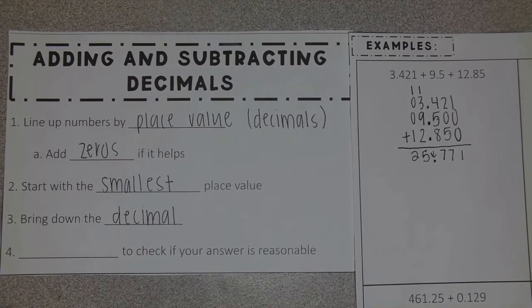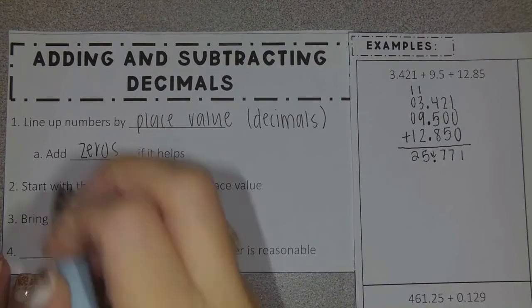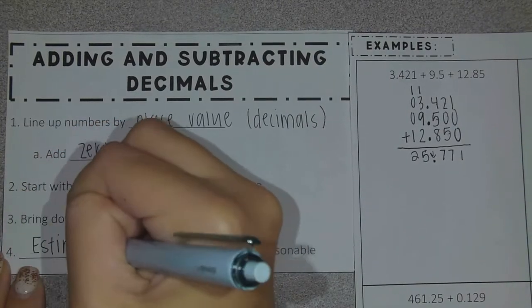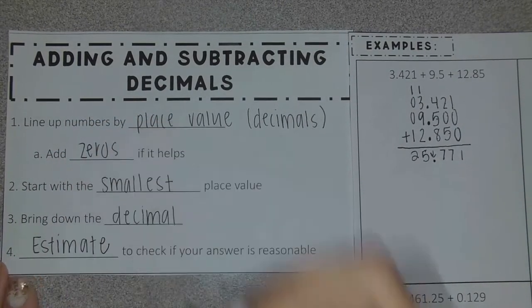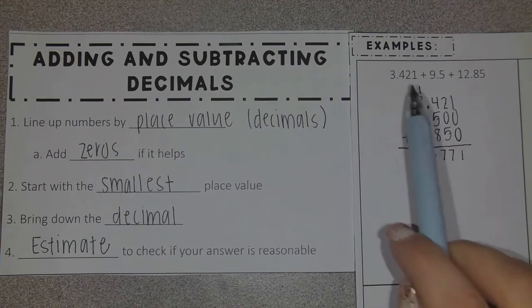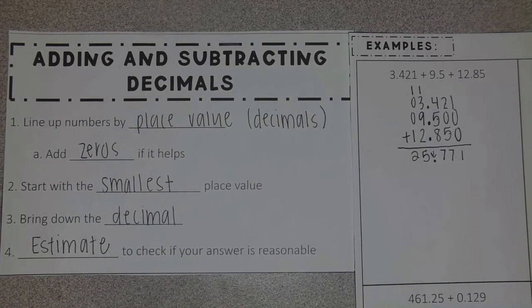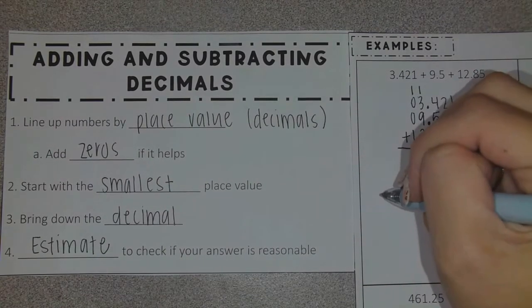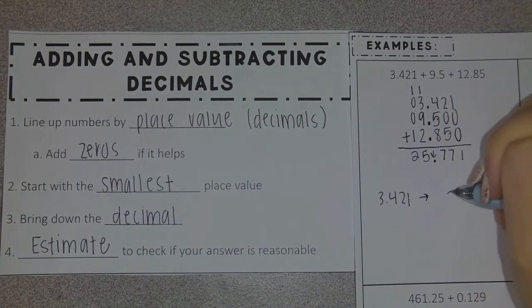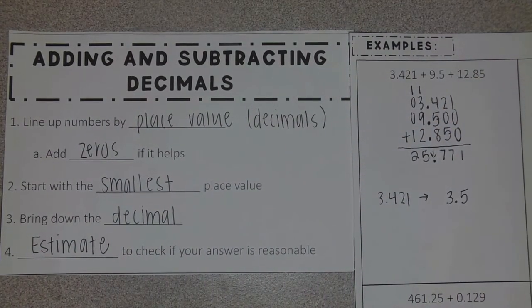And then just to make sure that we did everything correct, our last step is to estimate to see if our answer is reasonable. We talked about yesterday with estimating, it helps us check, did we get close to a right answer? Did we put our decimal in the right spot? And then we talked about certain benchmark decimals. So 3 and 421 thousandths, a reasonable estimation for that number could be 3 and 5 tenths.